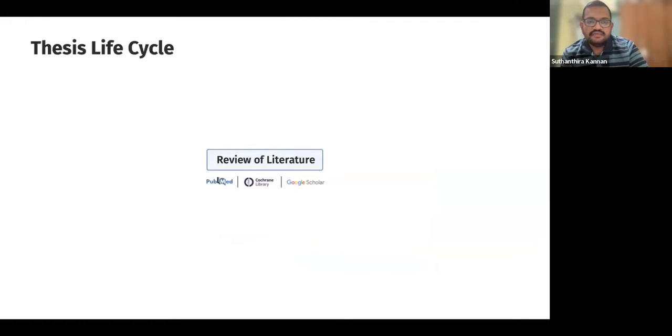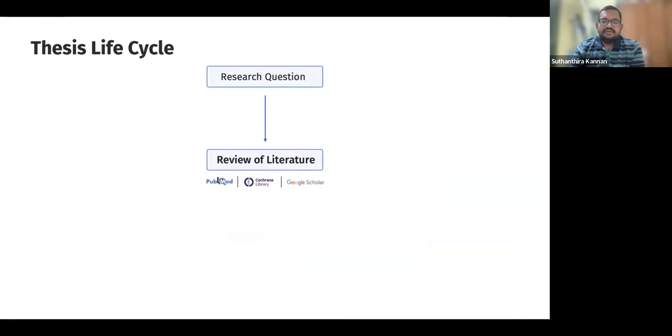Okay, so first the thesis life cycle starts. We will start with the research question, and from the research question we will do the review of literature. The research question asks: what is known, how did they study, what are the findings and gaps. Then after the review of literature, you will again modify your research question. Initially you have the research question, then you use the review of literature, and then you may modify the research question.